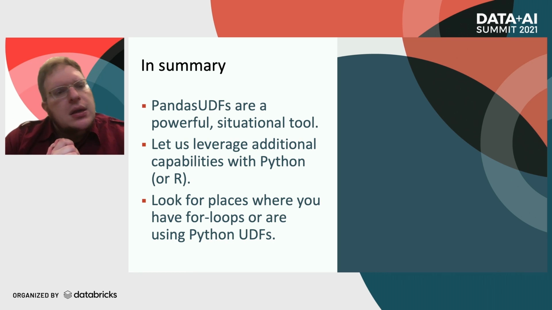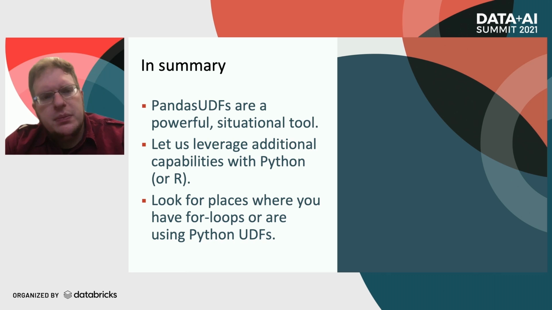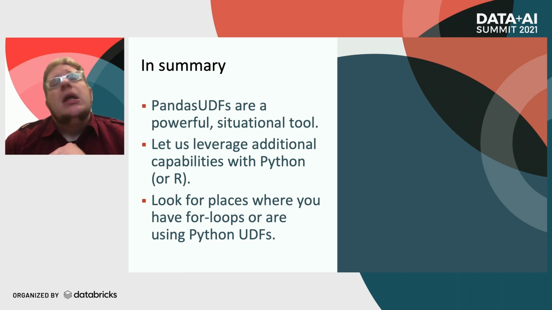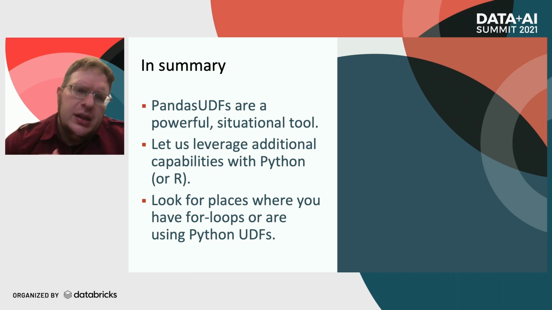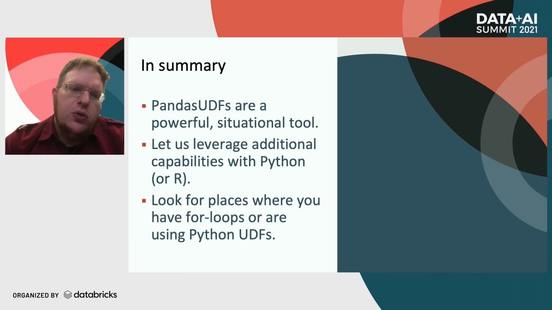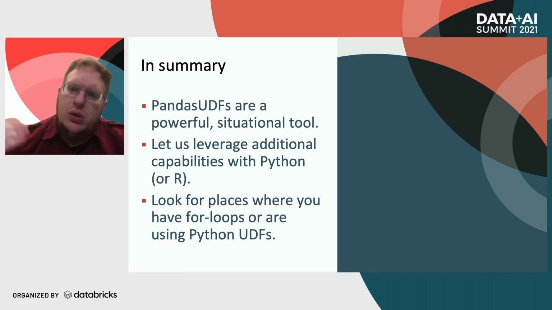So to summarize everything we've talked about, Pandas UDFs are a very powerful tool, but they are very situational. They give us capabilities in Python or R that we wouldn't otherwise have available in Spark. And they work fairly efficiently as opposed to just a regular UDF function. Look through your code. Look for cases where you're trying to put for loops. Look for cases where you have regular Python UDFs. And try applying Pandas UDFs as a replacement. And you should see that they may be able to really speed up your workflow.